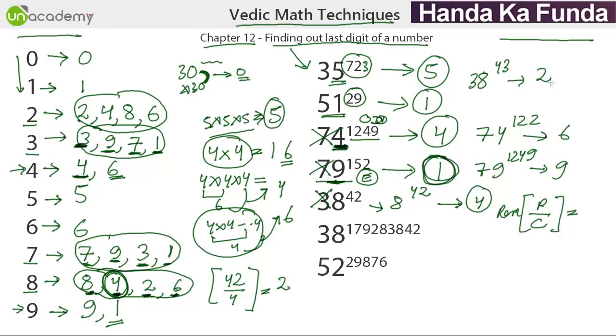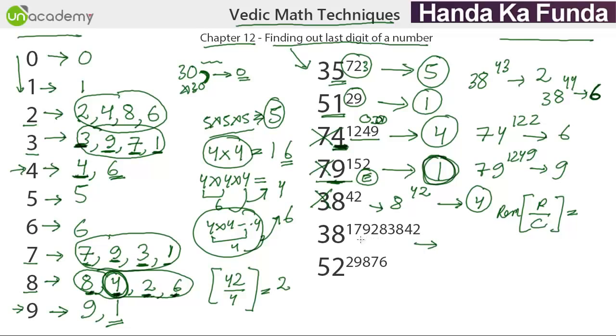Now, in case some of you are wondering, what will you do if it leaves no remainder? Let's say it was 38 to the power of 44. Now, 44 when you divide by 4 leaves no remainder. In case of no remainder, it is the last value in the list, which in this case is 6.